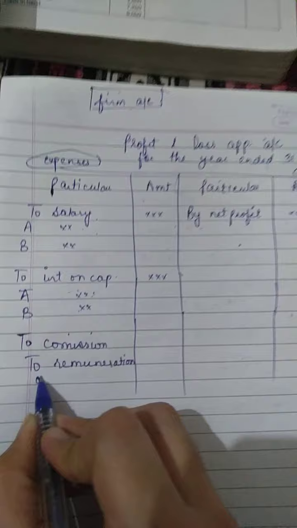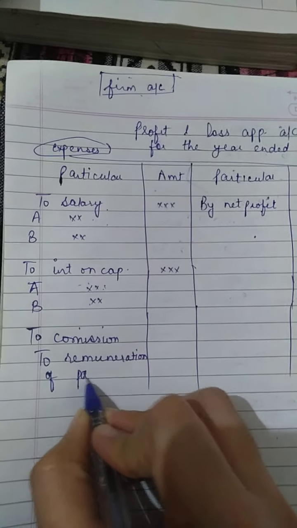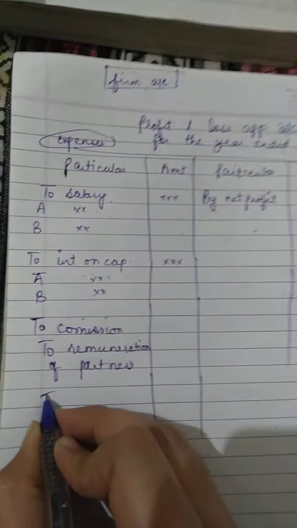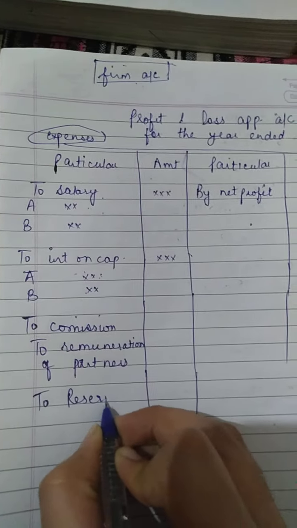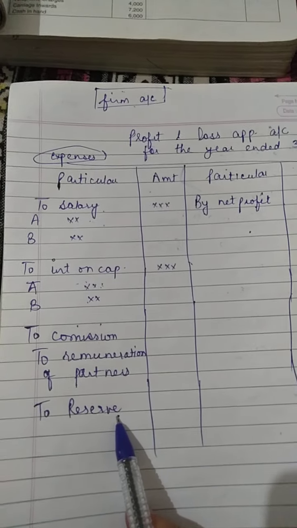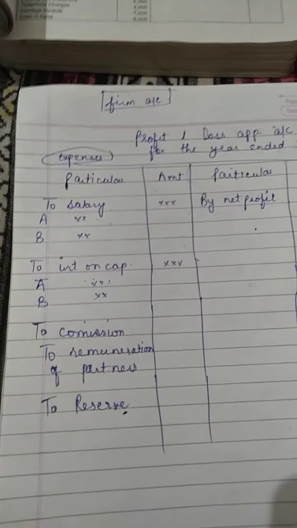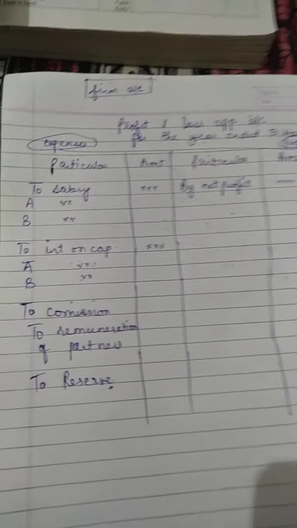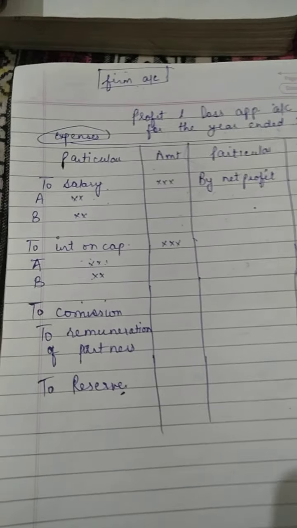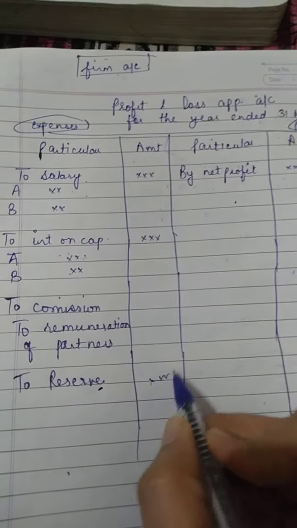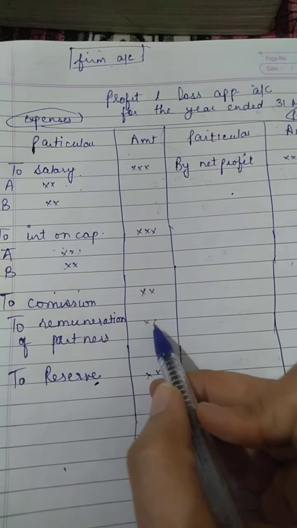Remuneration of partners. They can also say that you have to make some reserve from the net profit. We are saving some money for the future, so it will be written in the sum that 10% of the net profit is to be kept as a reserve. Then you have to keep 10%, or whatever the percentage is. These are probably the only expenses that would be there in the sums.